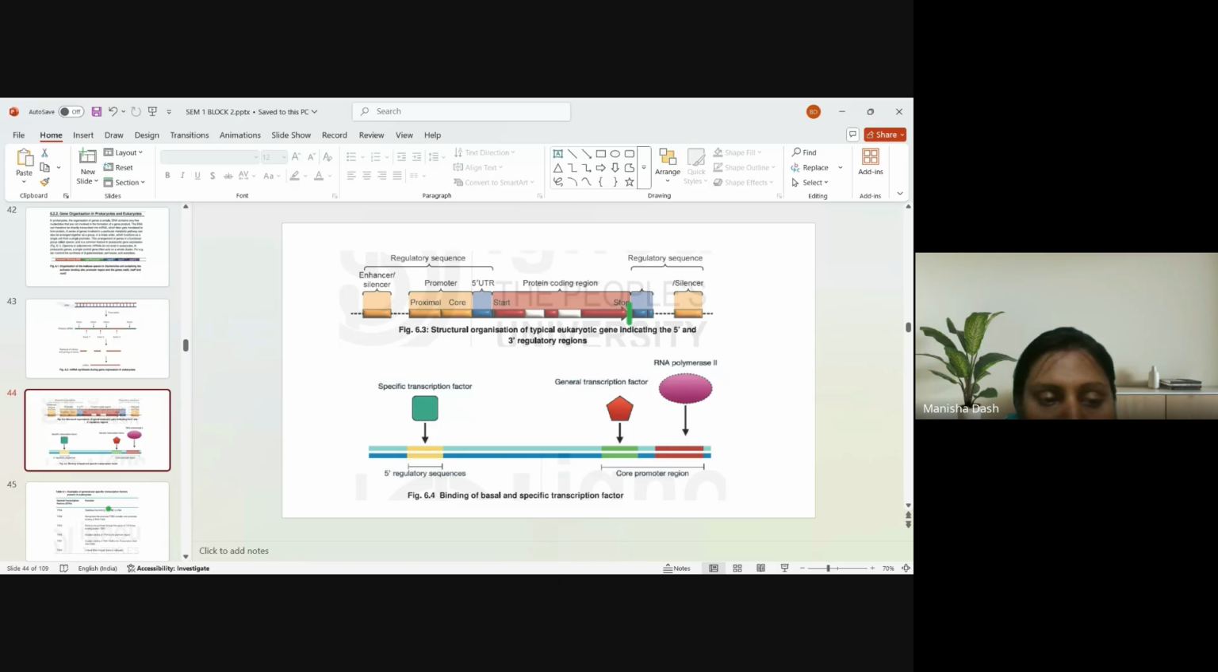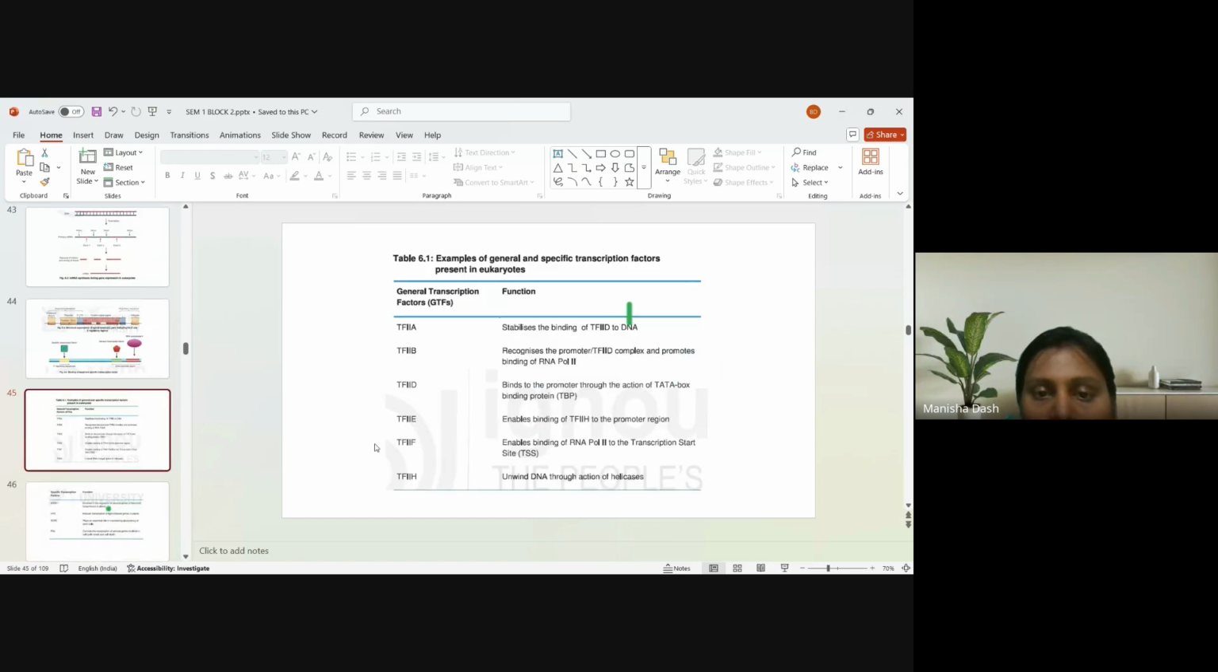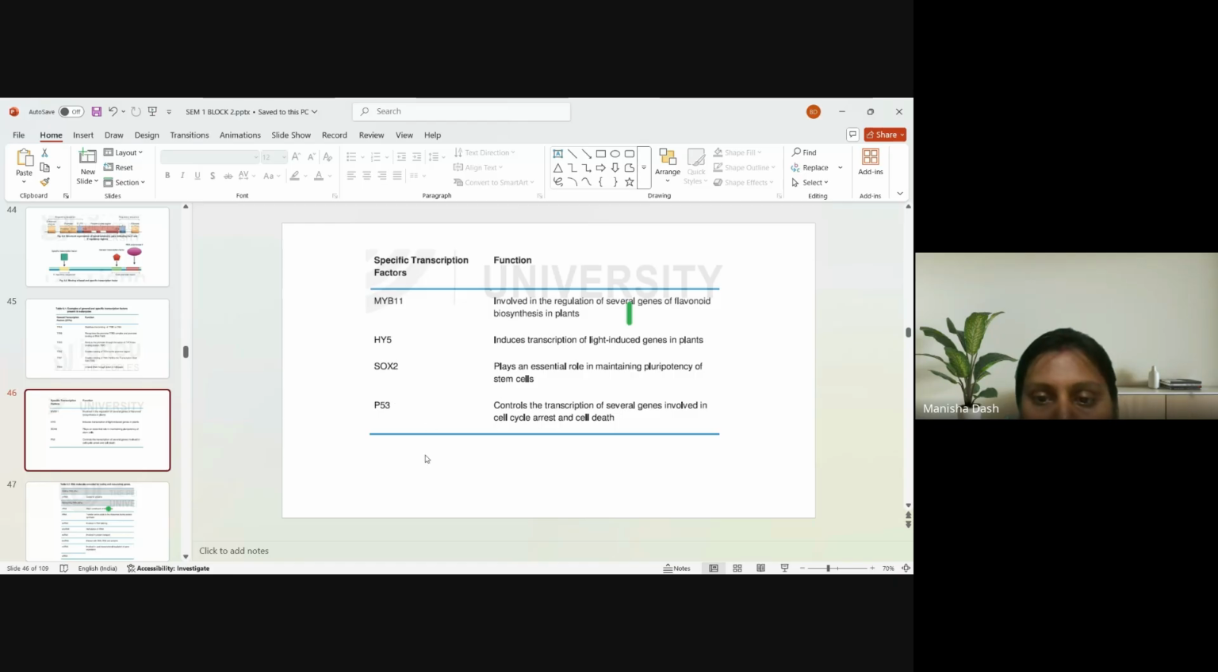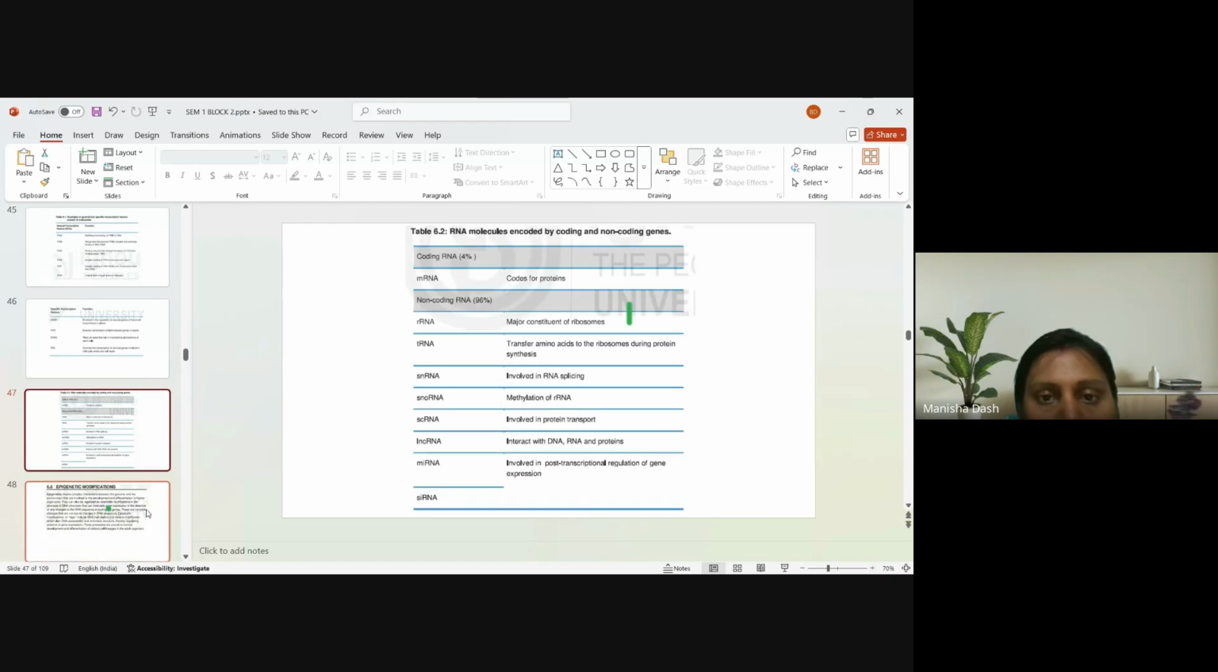You should remember the function of each kind of transcription factor, what exactly they do during the transcription process. So here is a list of general transcription factors. General means they will be present in, or they will regulate, each and every kind of gene. Then there are specific transcription factors, which are specific to the regulation of certain types of genes.